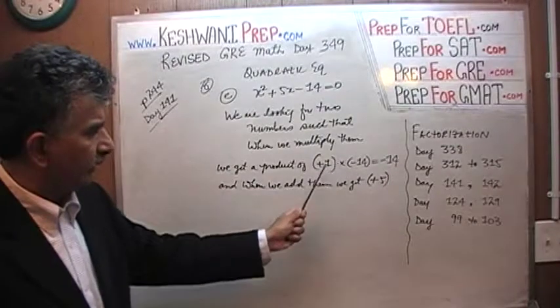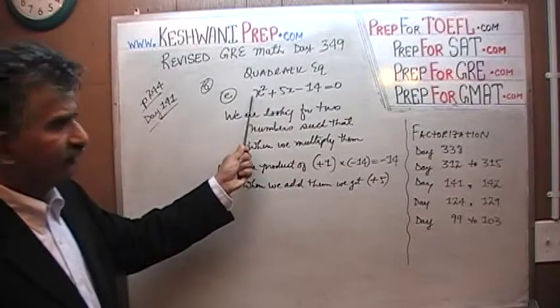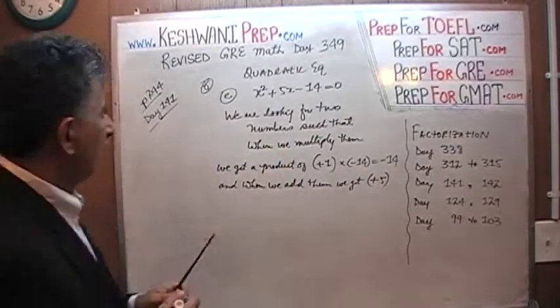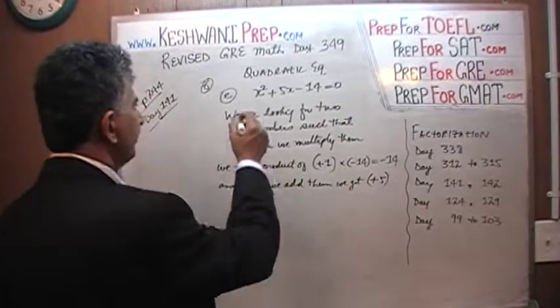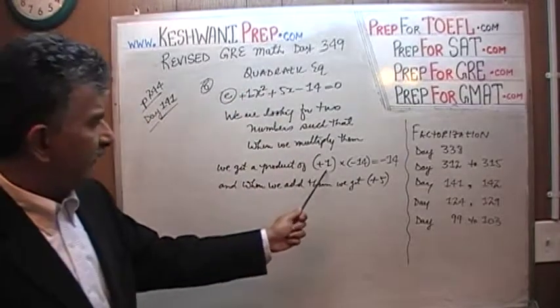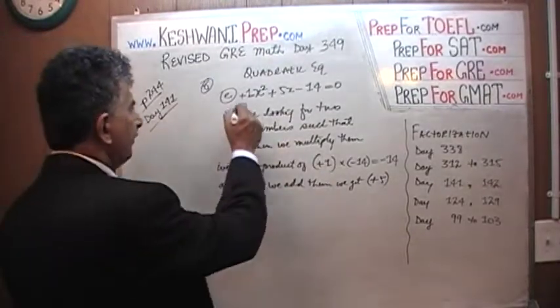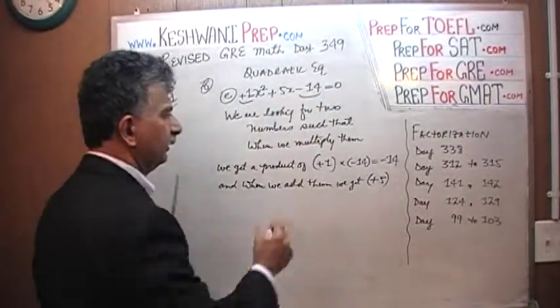Where are these two numbers coming from? Positive 1 times negative 14. These are the coefficient of x squared and the constant here. Here it's just an x squared, which means it is positive 1. So the product has to be this positive 1 right here times a negative 14.